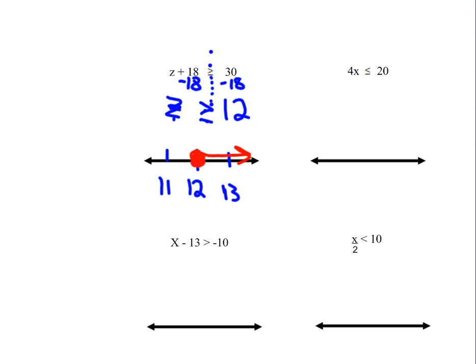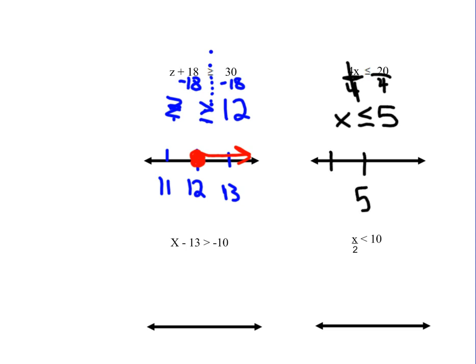If we move on to the next one, 4x is less than or equal to 20. Same thing. If I have 4 times x, to get rid of that times 4, I can divide by 4. 4 and 4 will cancel each other. I want to do the same thing on the other side, divide by 4. I'll be left with an x over here. It's going to be less than or equal to 5.